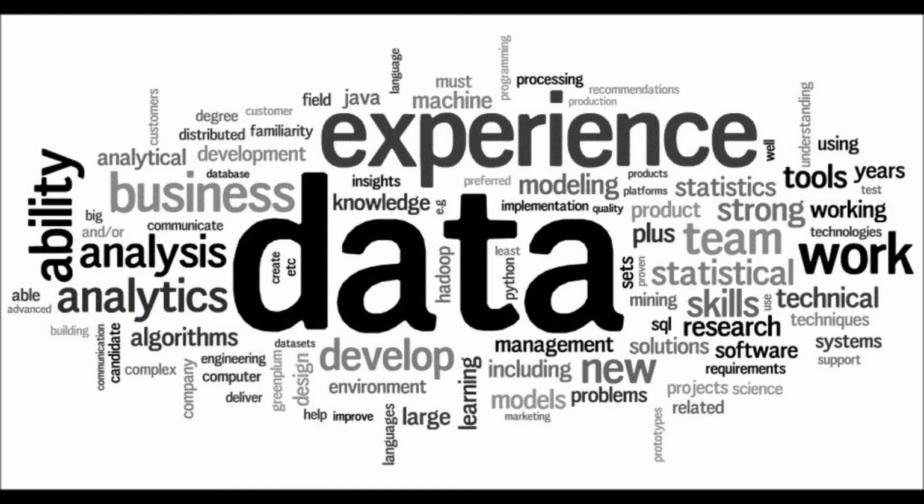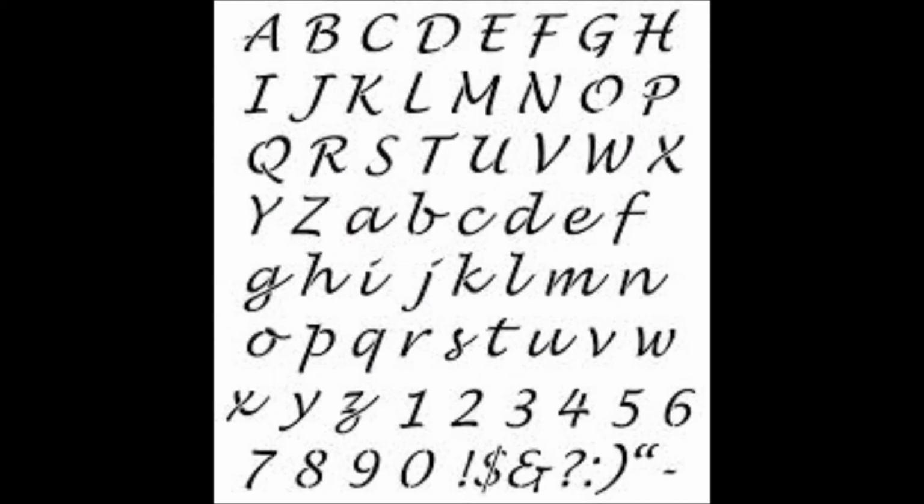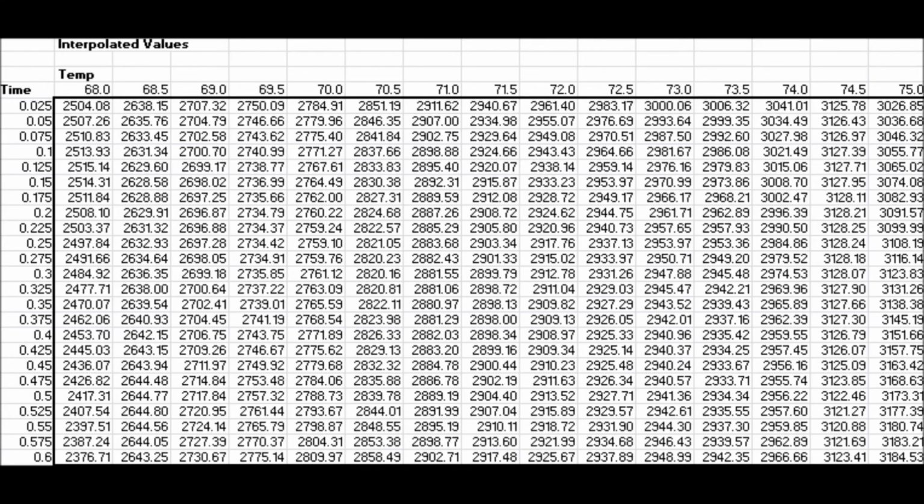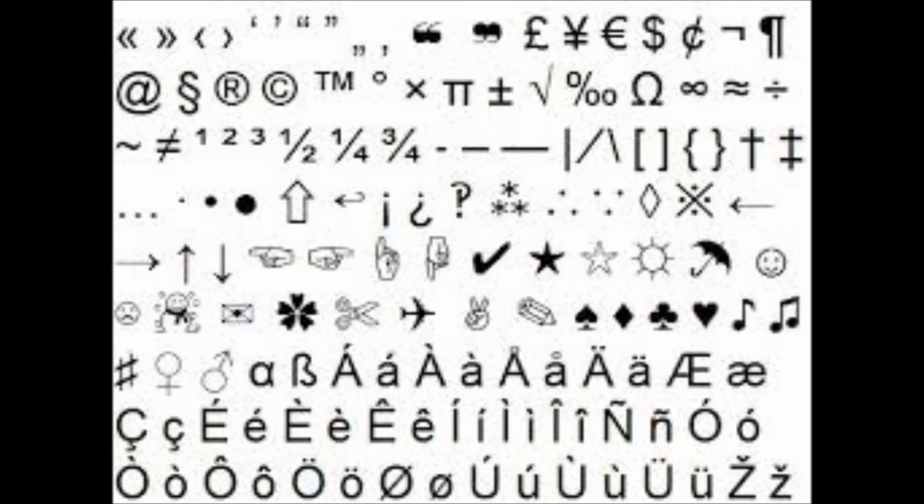Data can be defined as a representation of facts, concepts, or instructions in a formalized manner which should be suitable for communication, interpretation, or processing by human or electronic machine. Data is represented with the help of characters like alphabets, digits, or special characters.